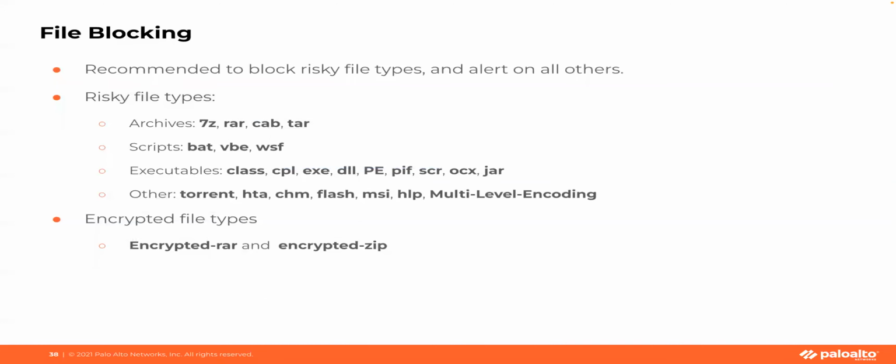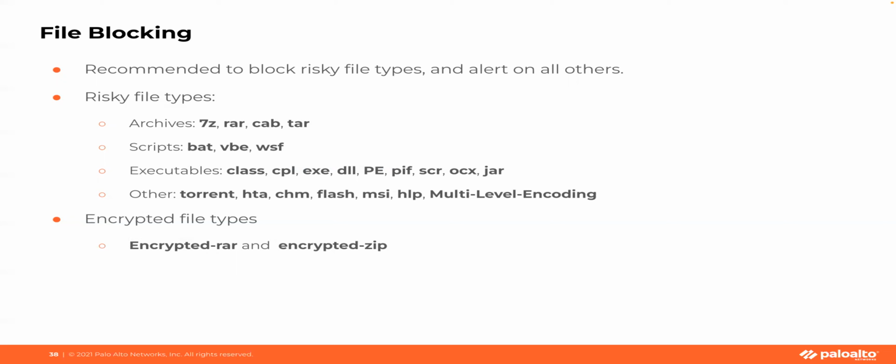Okay, for file blocking, we recommend blocking risky file types and alerting on all others. Risky file types would be different types of archives like 7-zip, RAR, CAB, and TAR, because the firewall does not inspect those directly. The script file types, because most often, especially for example in email, they're used for malicious purposes and almost never transferred over those channels for good purpose.